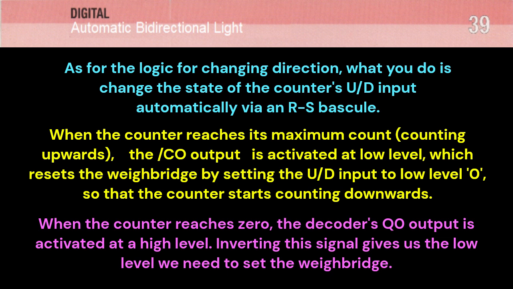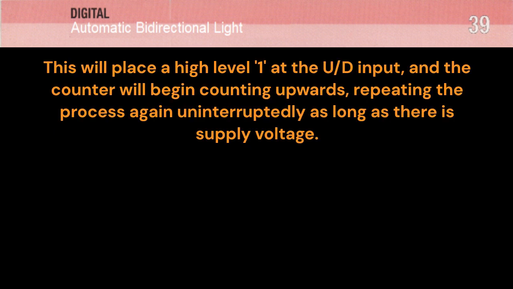Inverting this signal gives us the low level we need to set the flip-flop. This will place a high level, a 1, at the U/D input, and the counter will begin counting upwards, repeating the process again uninterruptedly as long as there is supply voltage.